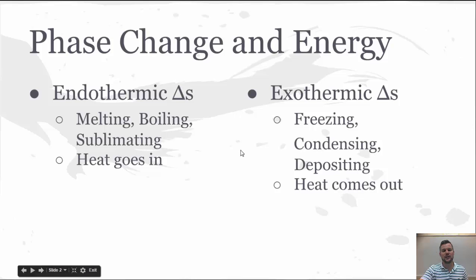Endothermic is when energy goes into that system, and these would be during phase changes like melting, boiling, or what we don't see in our class would be sublimating, going straight from a solid to a gas. And then exothermic is when heat exits that system, when it needs to lose heat, like when we're freezing or when we're condensing a gas, or when we're depositing, which is going straight from a gas to a solid. Again, we don't see this one really in our class. And all of these are when heat needs to exit or when heat comes out.